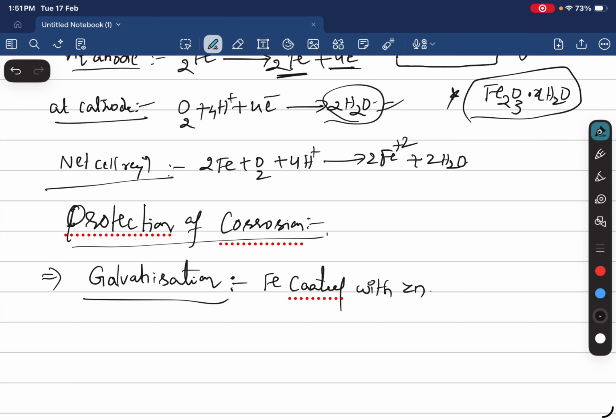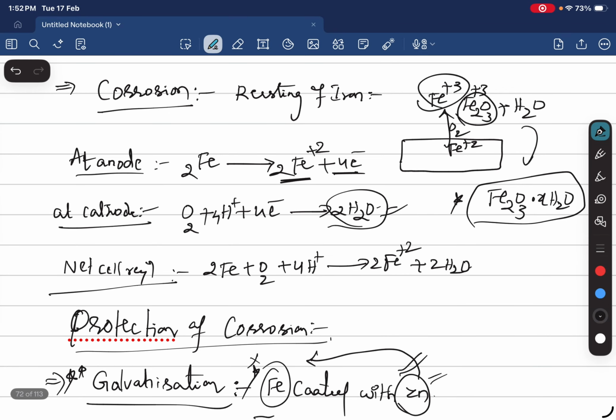So here, even if this coated layer is removed, oxidation won't occur for iron. That is a very important point. Last year's board question was this one. So sacrificial protection or galvanization process means a highly reactive metal coated on a less reactive metal like iron in this case. Even if we remove this Zn, there will be no oxidation of iron. That's how it protects from corrosion. So these are the reactions, very simple.